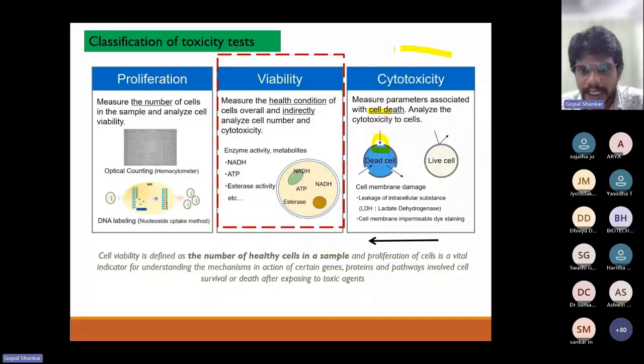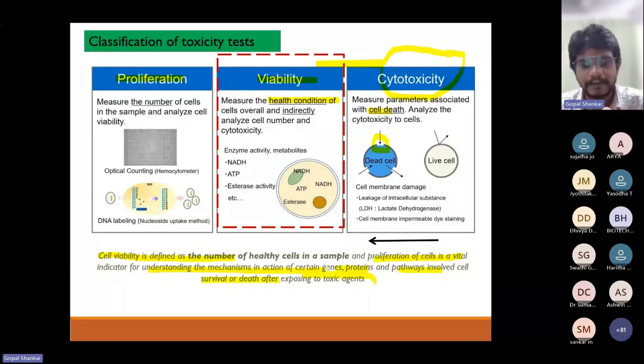So when you want to study cytotoxicity, how do you study them? You understand if they are viable or not. Viability is basically measuring the health conditions. So you can do them either indirectly or directly. And if they are viable, what do they have to do? They have to multiply. They have to grow or they have to increase in number. So basically, cell viability is defined as the number of healthy cells in a sample. And proliferation of the cells is the vital point or an indicator for understanding the mechanism of action of certain genes, proteins, or pathways that are involved in your cell survival or death after exposing to particular toxic components.